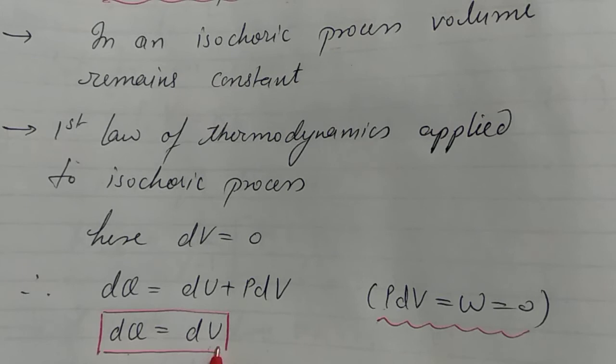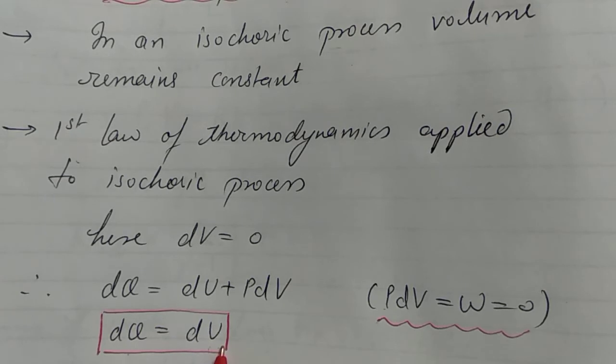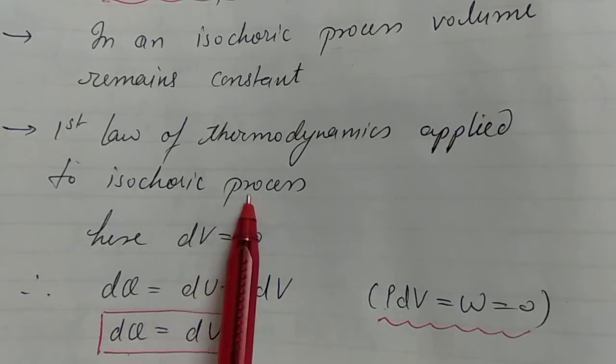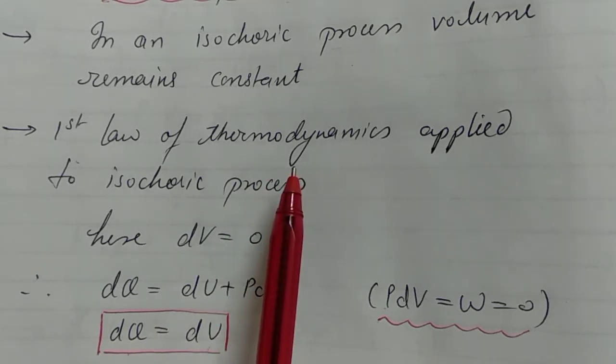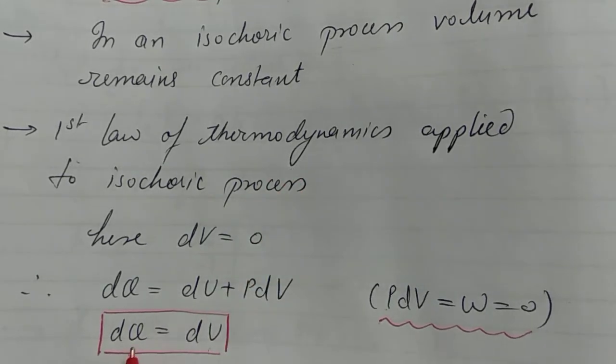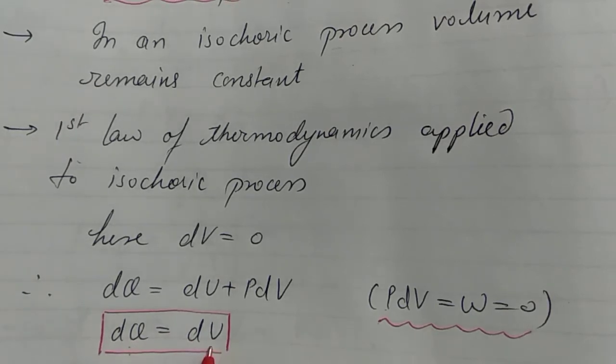And when internal energy of the system is changing, it means that definitely the temperature of the system also has changed, because internal energy completely depends on temperature. So during isochoric process, if I apply first law of thermodynamics to it, I can see that the heat energy absorbed by the system is completely used up in changing the temperature of the system, and so changing the internal energy of the system.